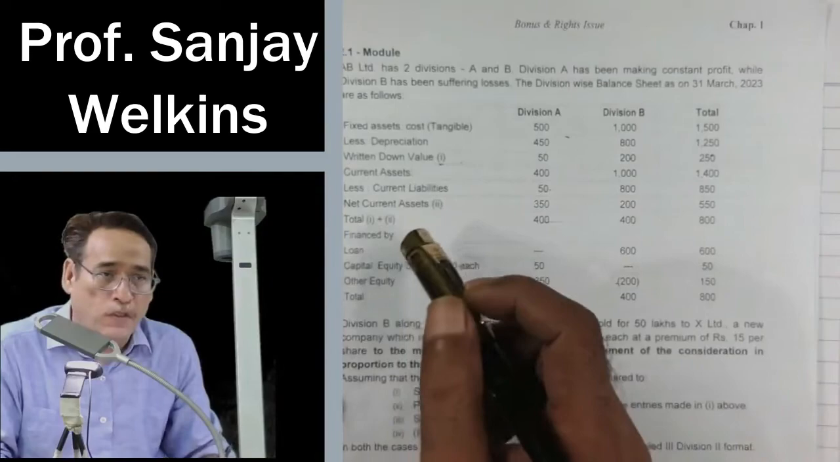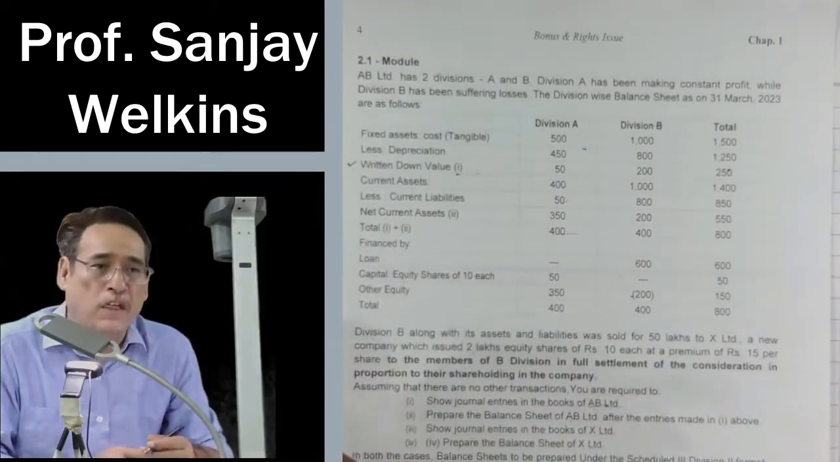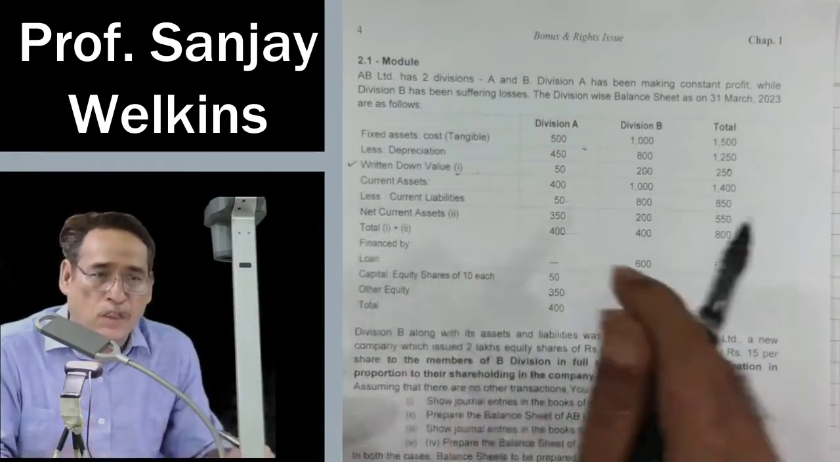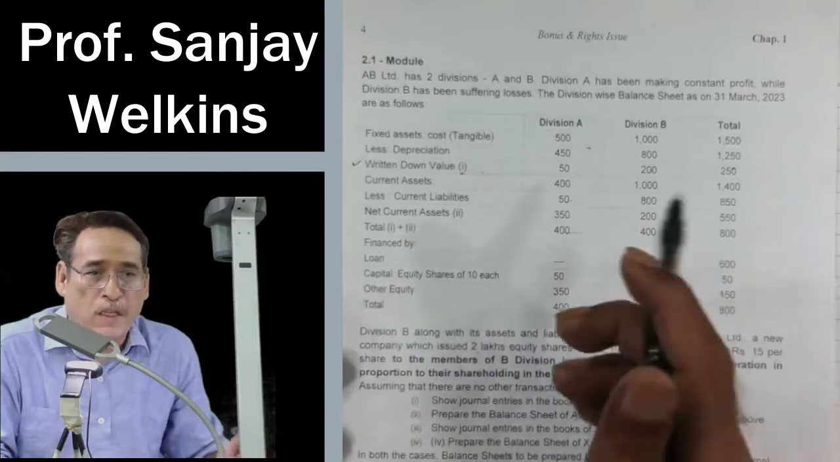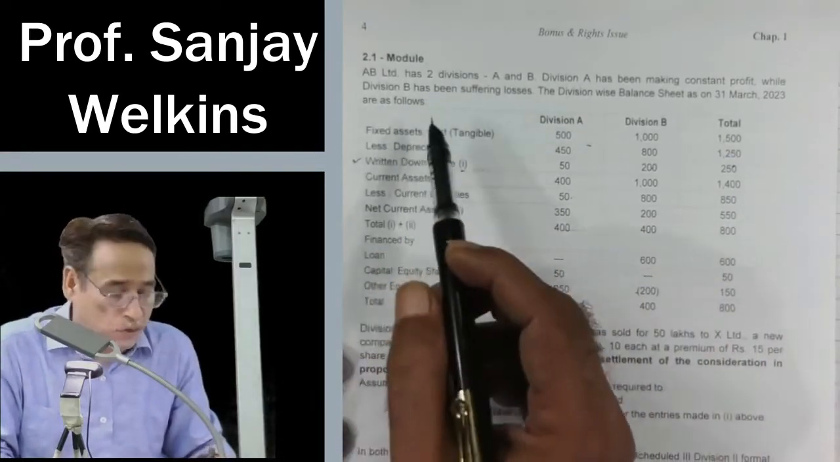So 2.1 is the question which we are picking up. Just pay attention to this particular question, wherein we are going to make our learnings a bit more formidable with respect to accounting aspects as far as common control is concerned. So just pay attention over here.